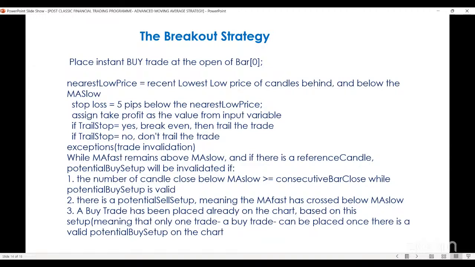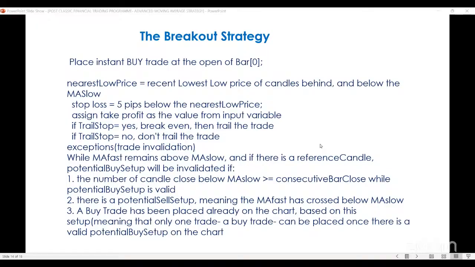Now, while MA fast remains above the MA slow, which means this setup is still valid, if there's a reference candle, the potential buy setup will be validated if the number of candles closed below the MA slow is greater than consecutive bar close. Now, let me go back to this chart and show you what I mean by consecutive bar close.